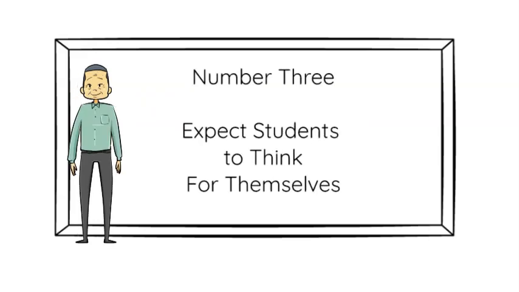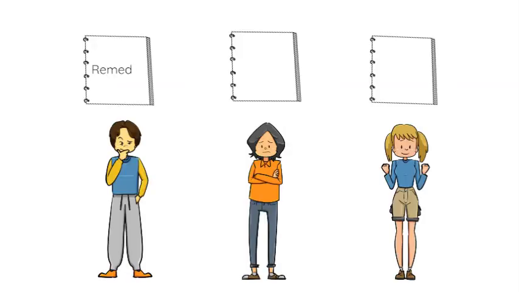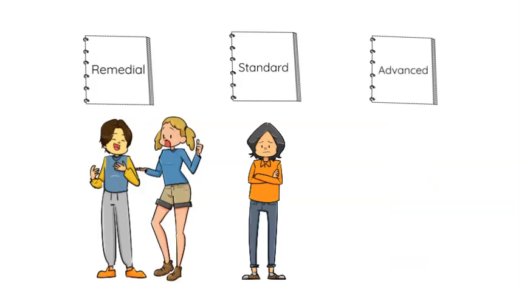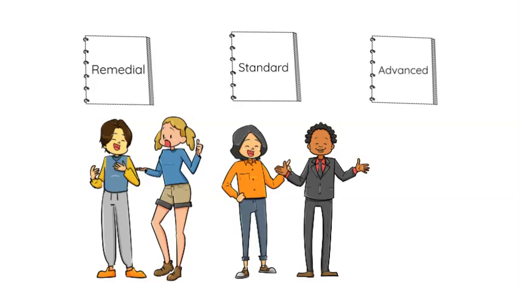Practice number 3. Expect students to think for themselves. In a self-motivated classroom, students initiate classwork and are taught to recognize their individual level of mastery. Tiered work materials for remedial, standard and advanced grade levels are always present in the classroom. Tutors are made available to help students initiate question and answer sessions, or they can seek help from the instructor when the class schedule allows.